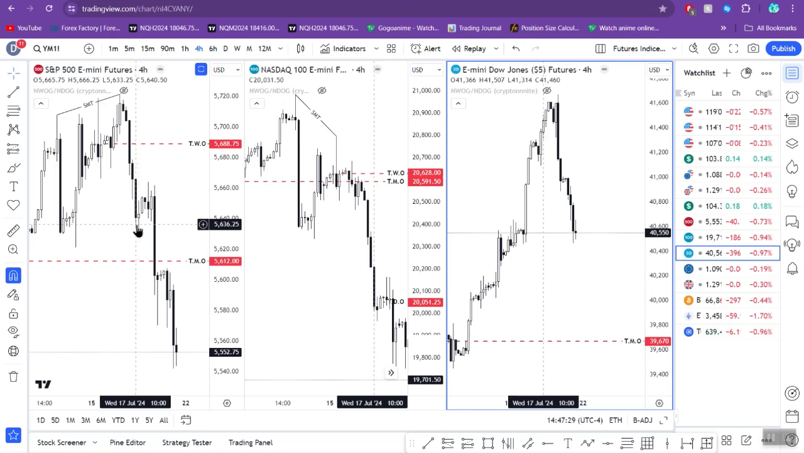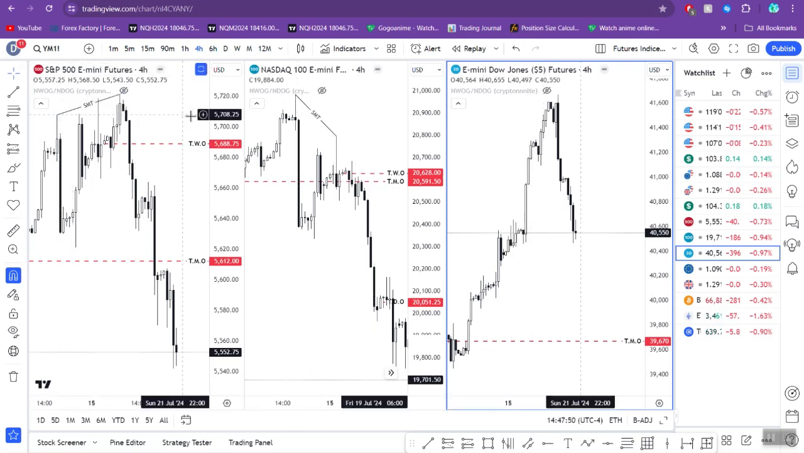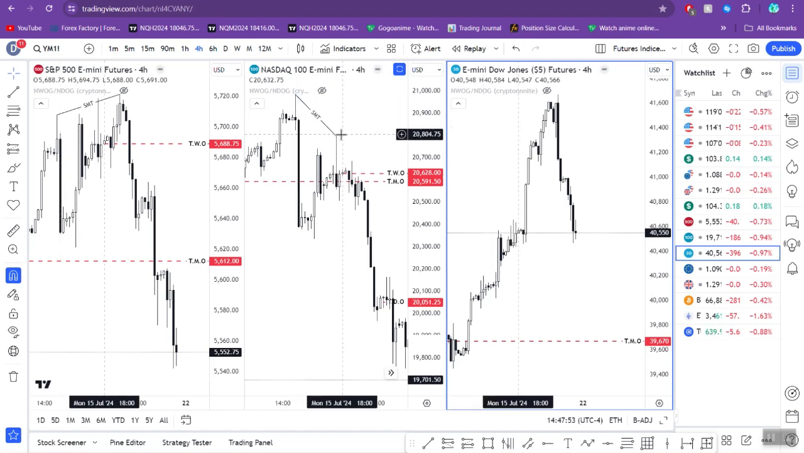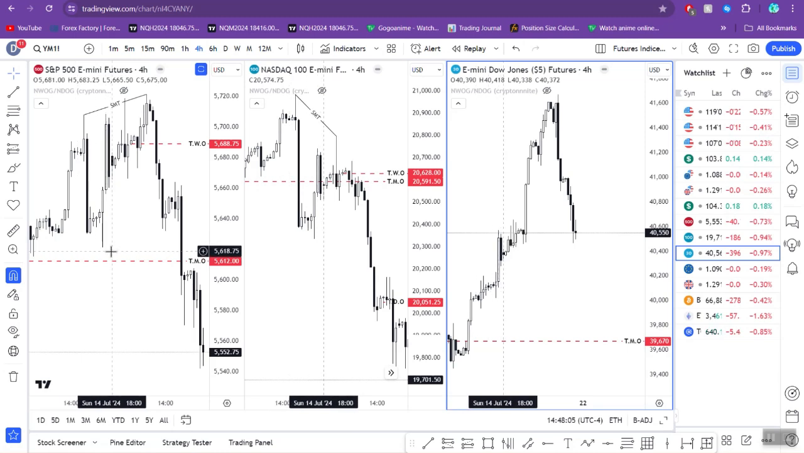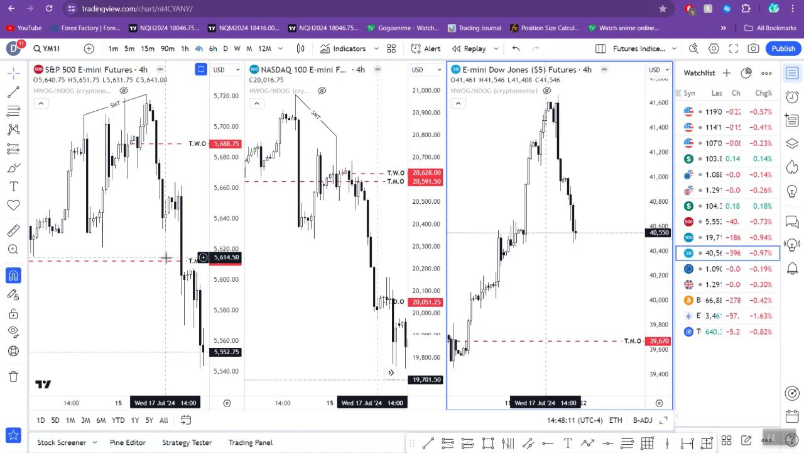Now that we have that out of the way, in today's video we are discussing advanced SMT. When we are talking about SMT, we are not just talking about any random high or low where we see one high being taken and another correlated asset doesn't take that high. We are looking at specific highs and specific lows, and we're expecting SMT there. So, let's begin the video.